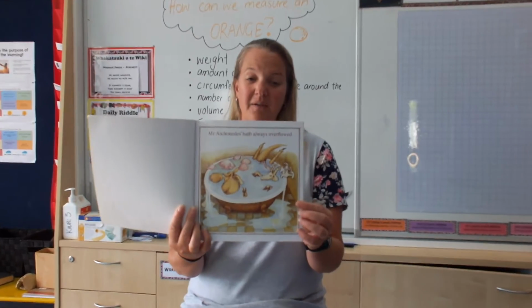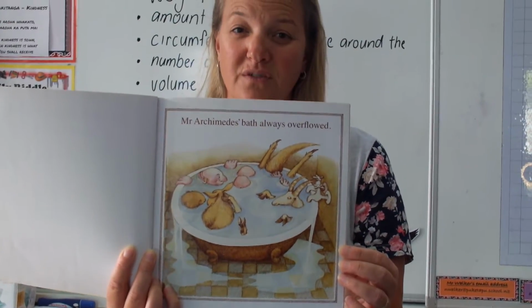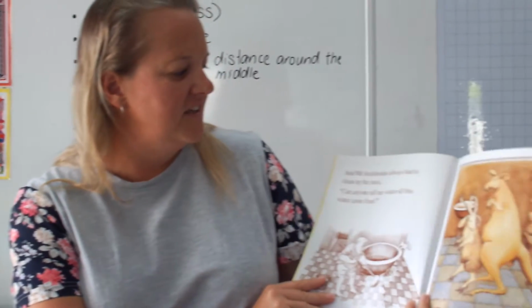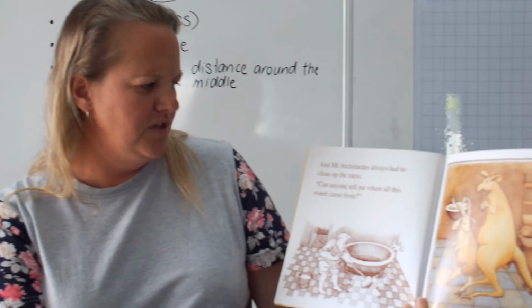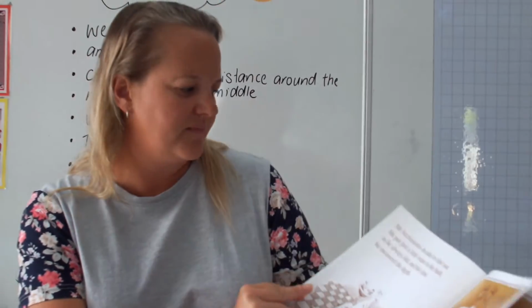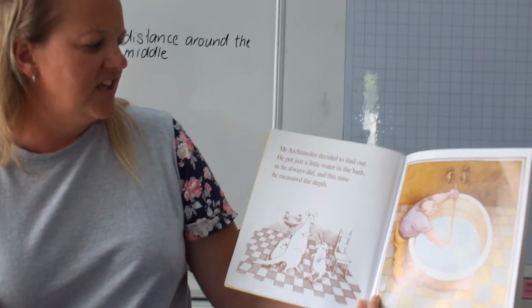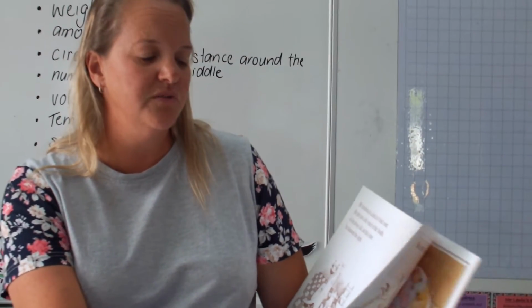So, Mr. Archimedes' bath, it always overflowed. And Mr. Archimedes always had to clean up the mess. Can anyone tell me where all this water came from? Mr. Archimedes decided to find out. He put just a little water in the bath, as he always did, and this time he measured the depth. Wonder what unit of measurement he was using there.